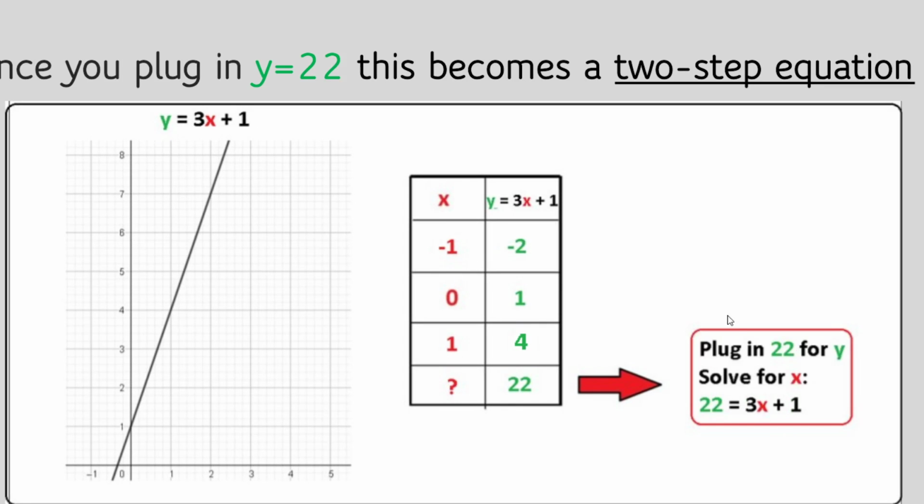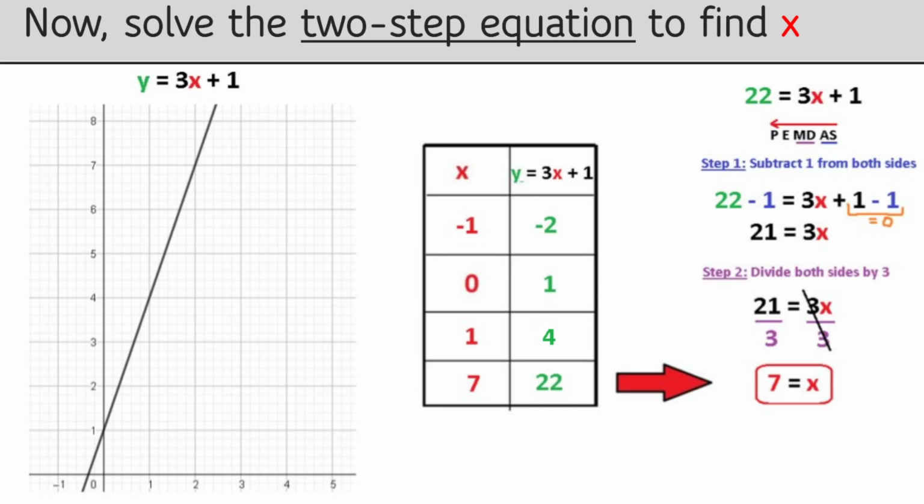So what we're going to do is plug in 22 in for y, and then solve for x. So this is going to be the two-step equation we're trying to solve here. All right, this just should look like what we've done all week. So let's take a look. Remember, we do PEMDAS backwards to decide the order we should go. We know we start off with addition and subtraction, and we're adding 1 here.